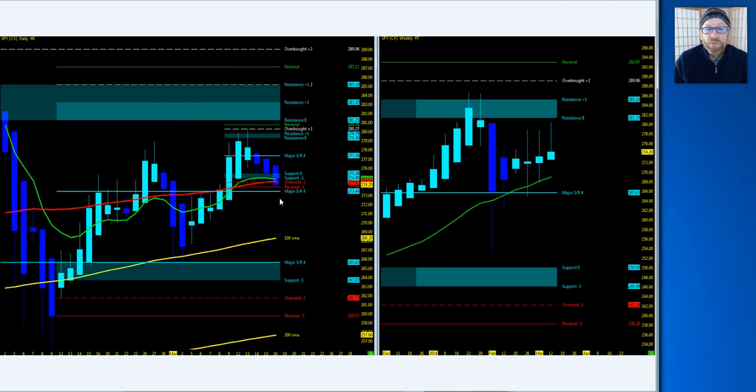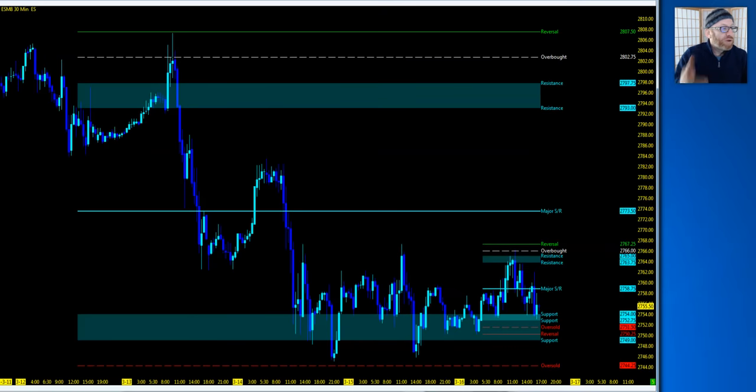If you're looking for a move back up, watch for the major support resistance and see if the price action bounces back up. That would be a good turnaround point on the SPY. All right, last picture here to give you the ES 30 minutes.